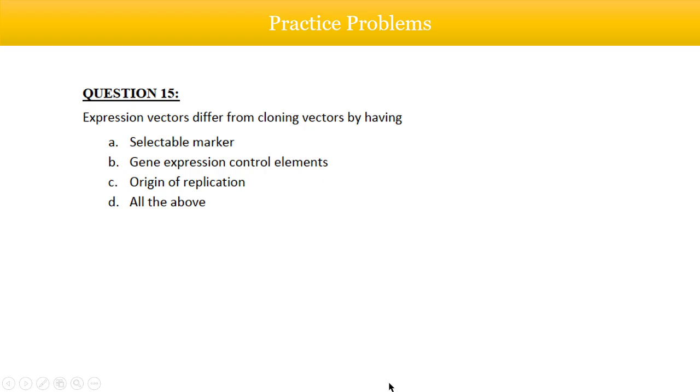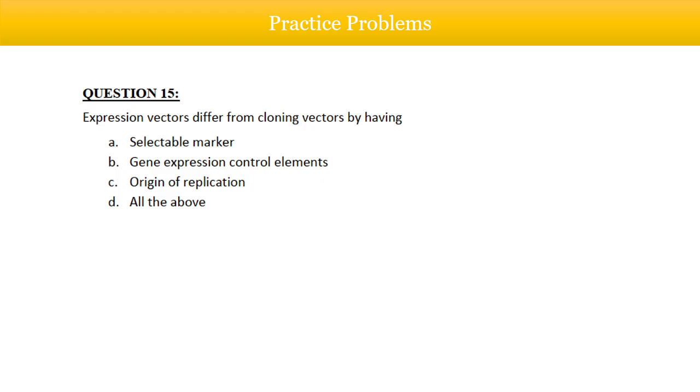The last question says expression vectors differ from cloning vectors by having. Is it a selectable marker? No, that is present in both the expression and the cloning vector. Is it the origin of replication? No, both have it. And the gene expression control elements, yes, that is correct, because a cloning vector cannot be used for the expression of a protein, but an expression vector should have those qualities.